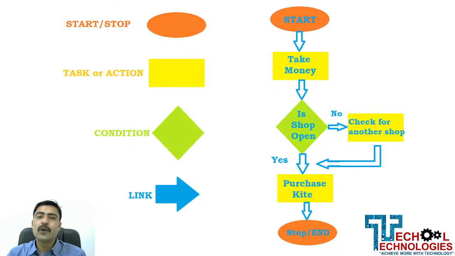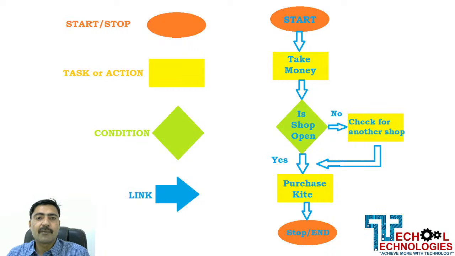Let's say today your plan is to buy a kite. What do you do? You will start and you will take the money. What will be your next step? You will see, is the shop open? Then there will be two conditions in front of you. Maybe the shop is open or not. So let's say the shop is closed. So what will you do? You will find another shop, another shop. Until you get your kite, you will keep on searching for a shop. Then after finding the shop, you will purchase the kite, and after that you will end your task.